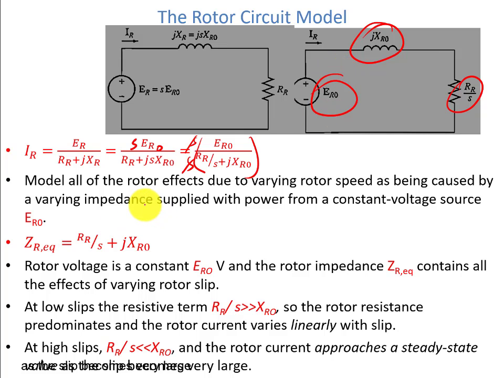So here we can see that the model of all the rotor effects due to varying rotor speed is as being caused by a varying impedance supplied with power from a constant voltage source ER0. So ZR equivalent will be RR by S plus jXR0. The rotor voltage is constant here, ER0, and the rotor impedance ZR equivalent contains the effects of the varying rotor slip. At low slips, the resistance RR by S will be higher, because S is in the denominator, compared to this XR0. So the rotor resistance predominates and the rotor current varies linearly with slip. At high slips, the term RR by S will be comparatively less than XR0, and the rotor current approaches a steady state.